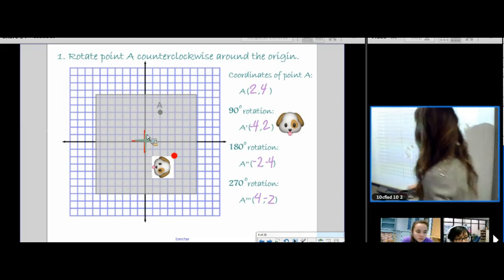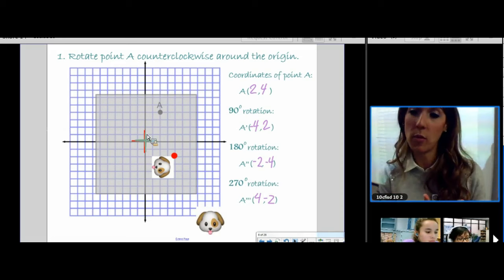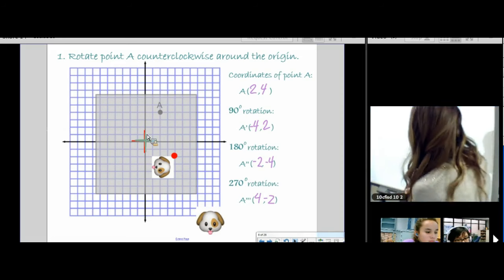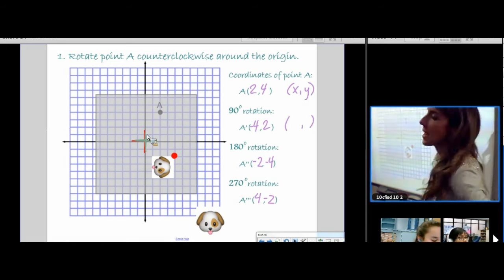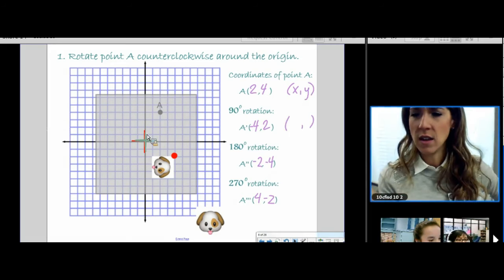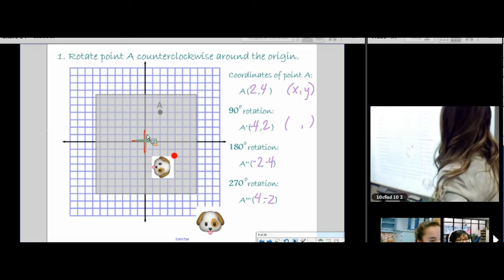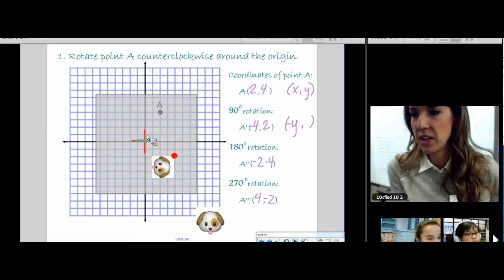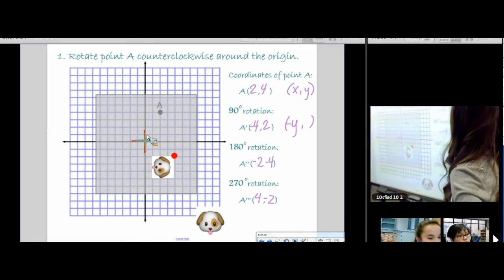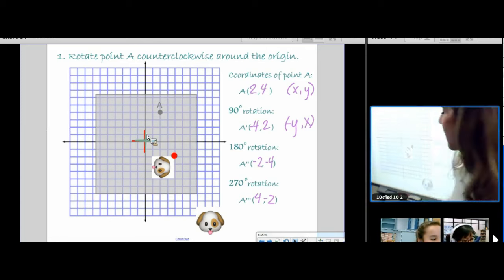Let's see if we can write a rule for these. None of these were coincidences. This is what happens every time you rotate a figure or a point in increments of 90. So let's see if we can figure out what's going on here. If I call this one XY, what would I call a 90-degree rotation? Let's see. -4. So we took the Y value and we made it negative. What did we do? We took the X value and we didn't touch it. So there's your rule for 90 degrees. Don't worry, I'll sum it up on a different slide, okay?